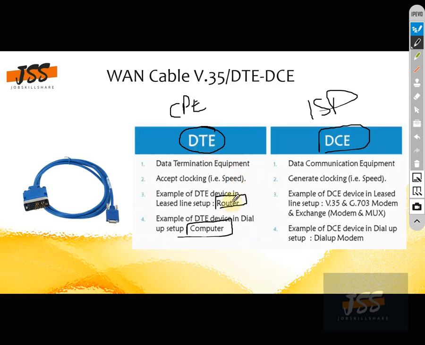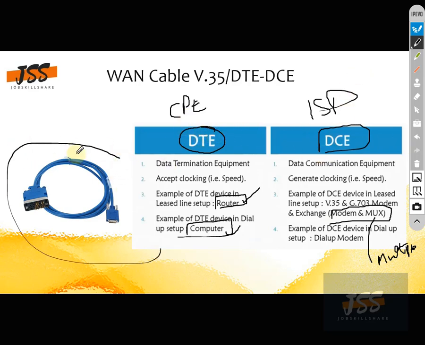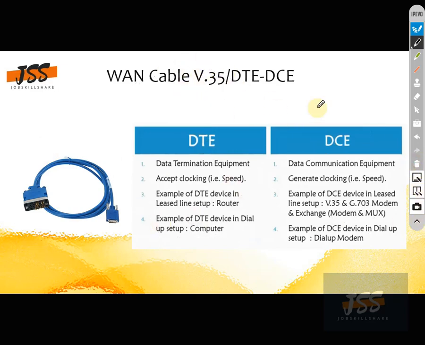So in our DTE, we know that the router or the computer will be our termination points. On the DCE side, a modem or MUX, which is known as a multiplexer. These things will be installed in the service provider. So this is their headache, how they are going to pass our information to another service provider. But these are the things we need to keep in mind. So this is a cable, known as the V.35 DTE-DCE cable, also known as a serial cable.